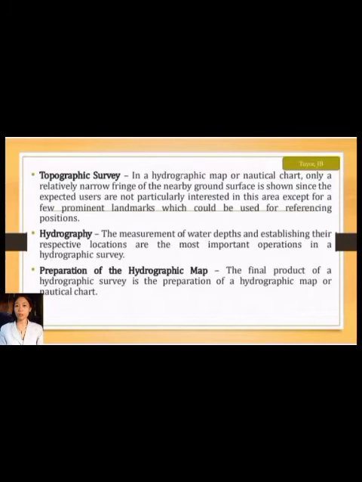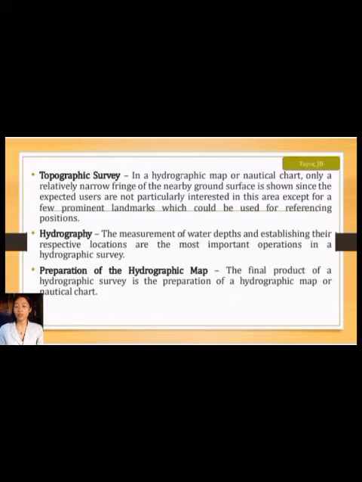And the fourth is the topographic survey. In the hydrographic map or nautical chart, only a relatively narrow fringe of the nearby ground surveys is shown since the expected users are not particularly interested in this area except for a few prominent landmarks which could be used for referencing positions.